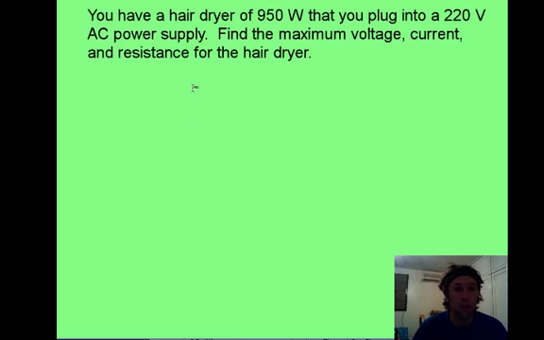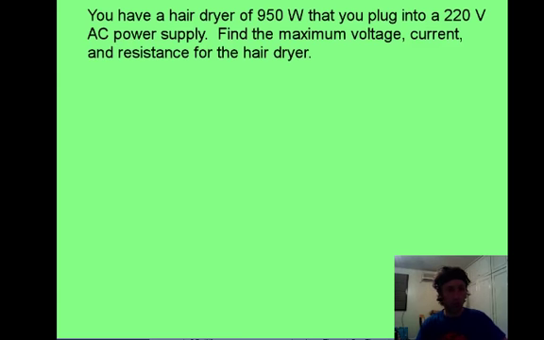Now as a problem, let's say that you've got this hairdryer, it's 950 watts, and you plug it into 220 volts, and they're asking you to find the maximum voltage, the maximum current, and the resistance for it. Take a minute, see if you can solve it using what we just learned. Pause it. And let's see how you did.